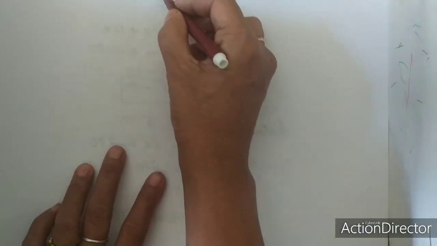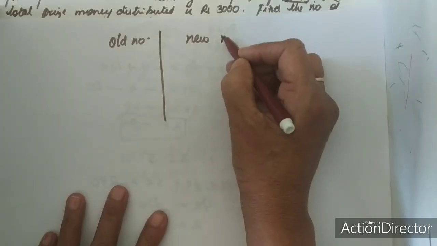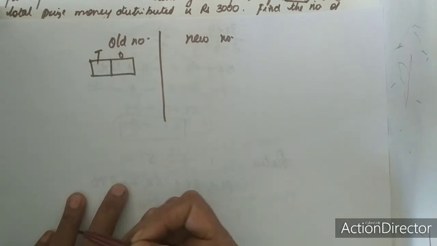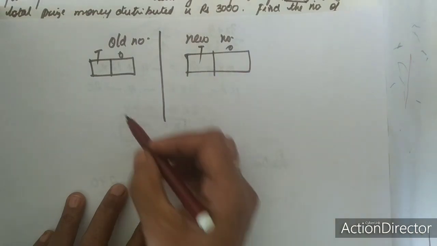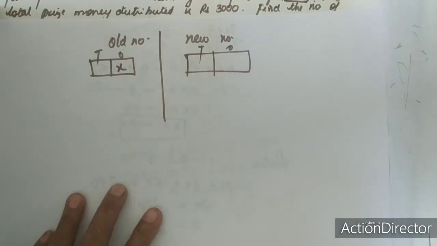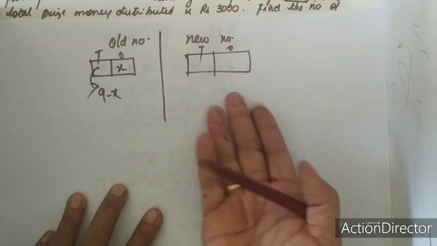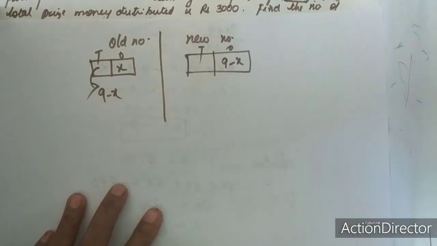Make 2 columns, since one is the old number and the second one is the new number. Old number, new number over here. In a 2-digit number, there is the ones place and tens place. Here also ones place and tens place. So here we take the ones place as x. So the tens place will become, since the sum of the digits is 9, 9 minus x. Here when you come to the new number, we are interchanging it. So here it will become 9 minus x in the ones place and the tens place will become x.